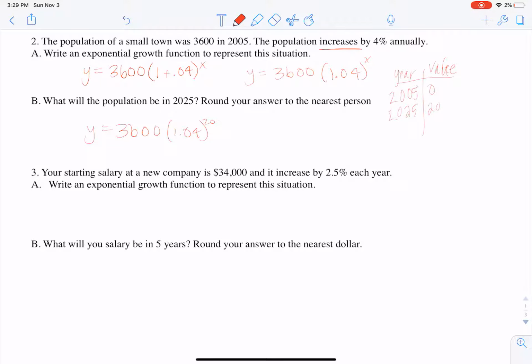So now I can say, let's see here, 1.04 to the 20th power and times 3,600. Round our answer to the nearest person. This will give me 7,888 people.